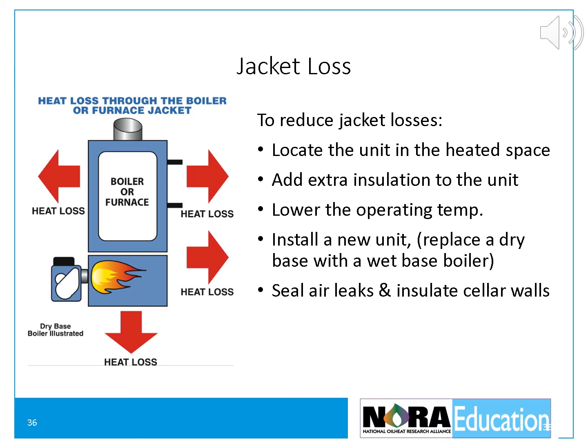One way to capture some of the jacket losses from a boiler or furnace installed in a basement is to seal up the air leaks into the basement and to insulate the basement walls down to below the frost line. This results in the jacket losses heating the basement and the basement ceiling, which of course is the floor for the first floor.